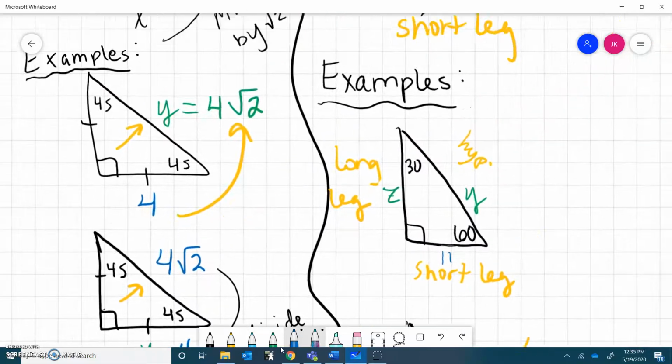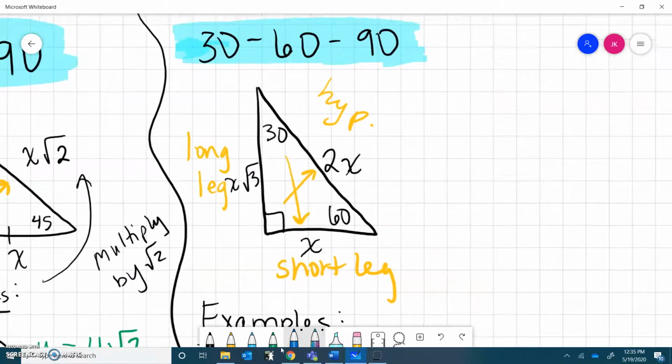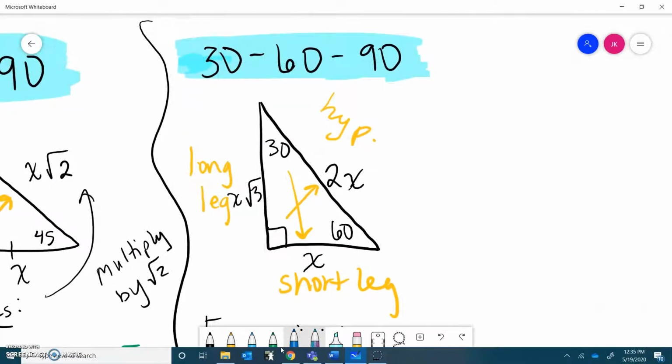Now let's move over to the other type of special right triangles, which is 30, 60, 90. The legs are not the same length here. You can see that we have that short leg, which is across from the 30-degree angle. We have that long leg, which is across from the 60-degree angle. And then the hypotenuse, as you already know, is across from the right angle.